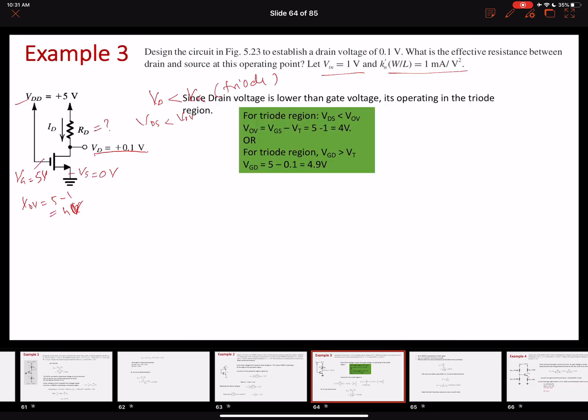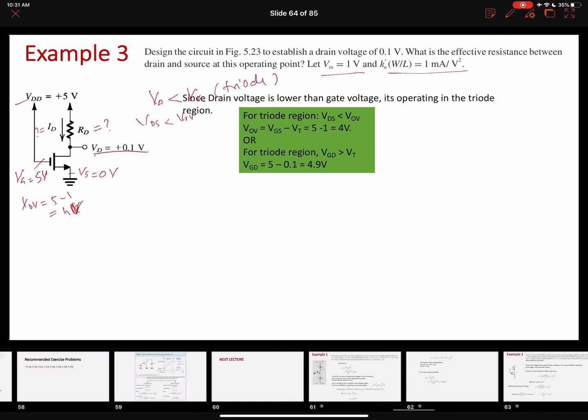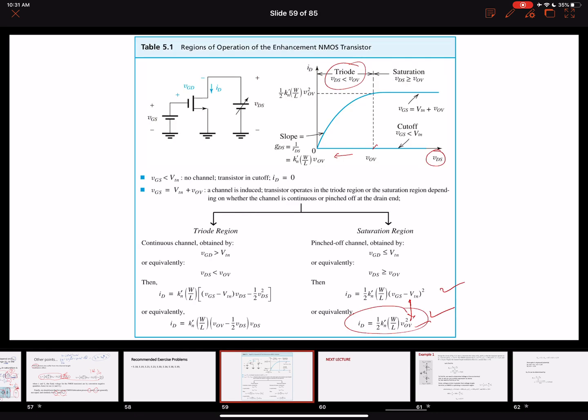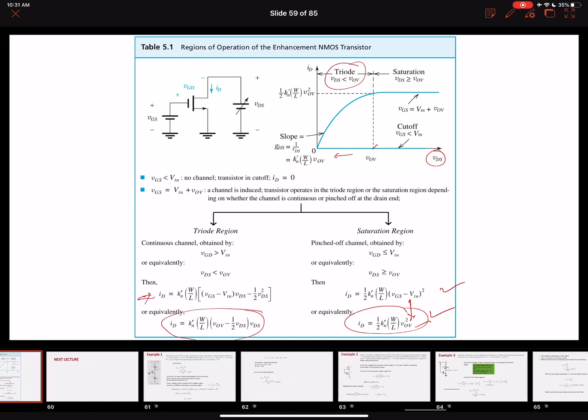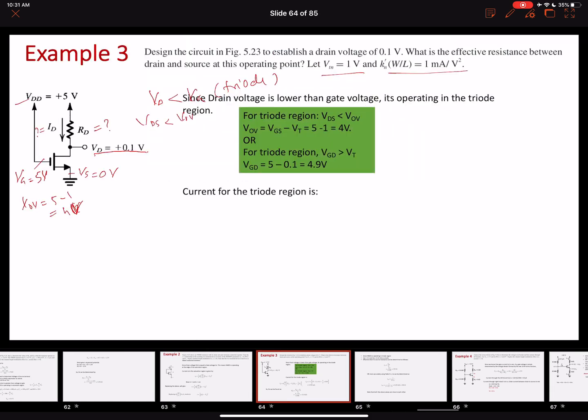So we know that the transistor is operating in the triode region. Let's find out the value of this ID. What is the drain current equation for this ID? The drain current equation for ID is over here, or you can use this expanded version of it in which the brackets are open. So we are going to use this equation. The drain current for the triode region is given over here. That can come from the earlier slide as well.